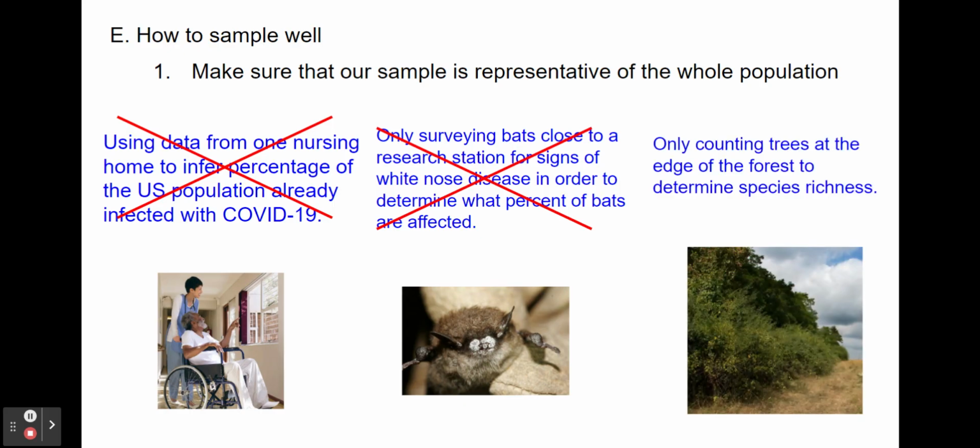What if we only count trees at the edge of the forest to determine species richness? Well, the edge of the forest has different conditions than the interior of the forest. So this is not representative of the whole population and of the whole ecosystem. This would not give us a representative sample.